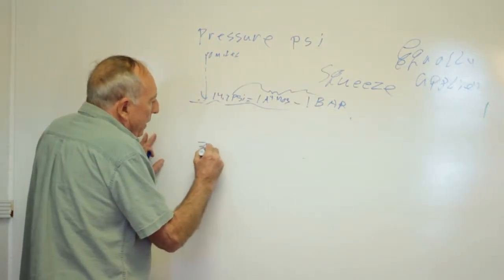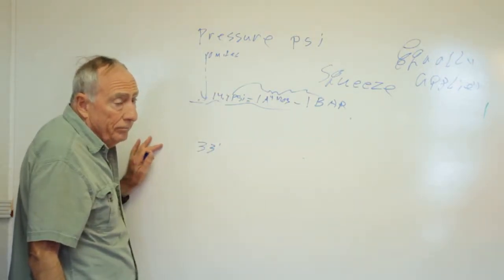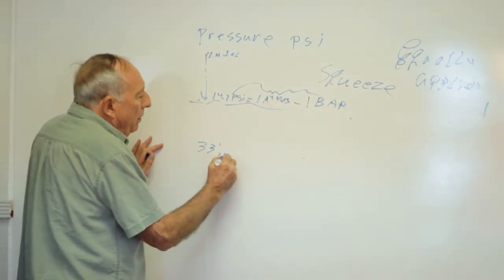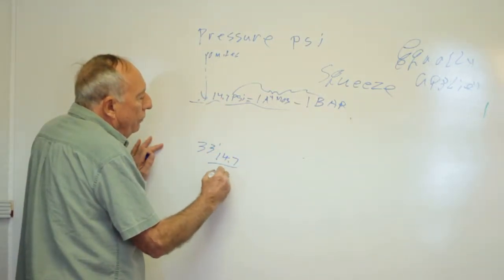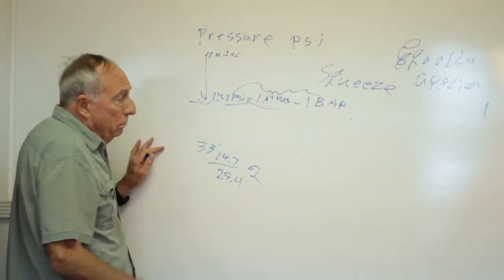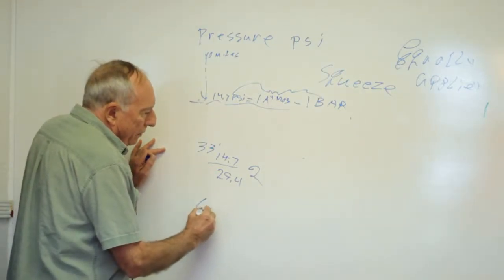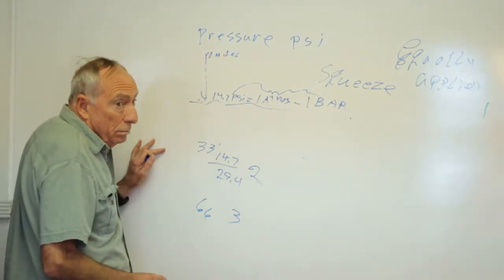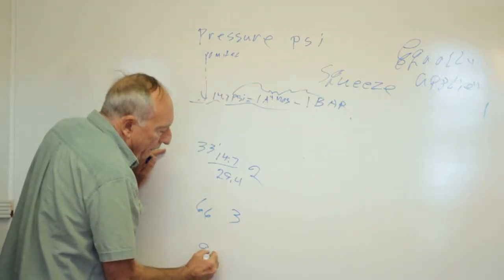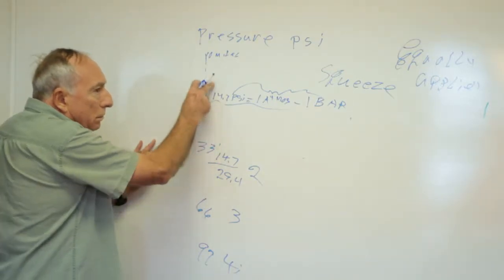In fact, it only takes 33 feet of water to weigh the same as 10 miles of air. So if we go down 33 feet underwater, we're picking up another 14.7 for a total of 29.4, or 2 atmospheres total. 1 water, 1 air. 66 feet, 3 atmospheres total. 2 waters, 1 air. 99 feet, 4 atmospheres total. 3 water, 1 air.